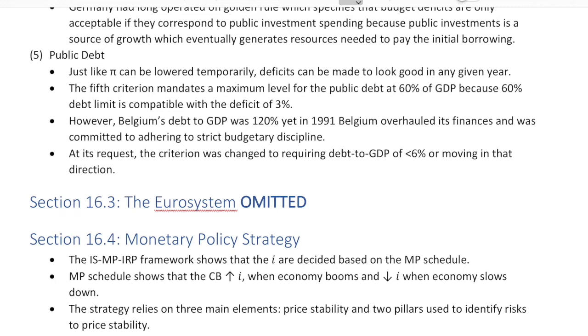Okay, so that's 16.2. Section 16.3 is about the Eurosystem. Part of the reason I'm omitting it is because it talks about the literal physical process with which monetary policies are made within the European Monetary Union, and it talks about the institutions and how votes take place, and so on and so forth. I think it's beyond the scope of this subject, in the sense that ours is more theoretical, policy-based, and not necessarily civic-based. So I'm omitting 16.3.